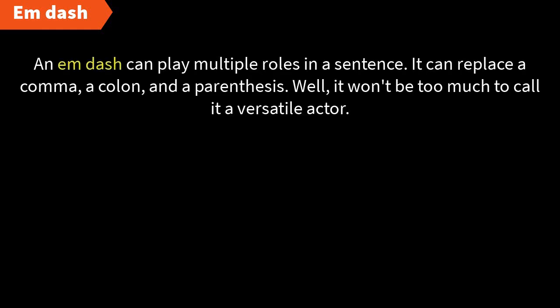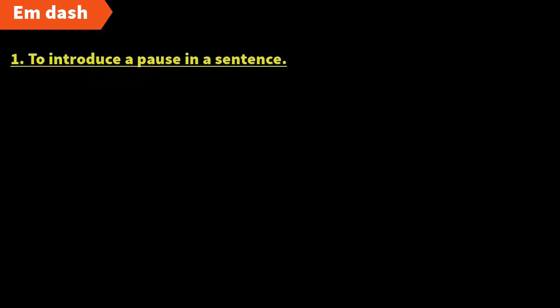So guys, an M dash is a versatile actor. Now, why do I say that? Because it can play multiple roles in a sentence. It can replace a comma. It can replace a colon, right? It can replace parentheses. Usage number one, you can replace a comma with an M dash to take a pause in a sentence, to give extra information about something in the sentence, like a comma.